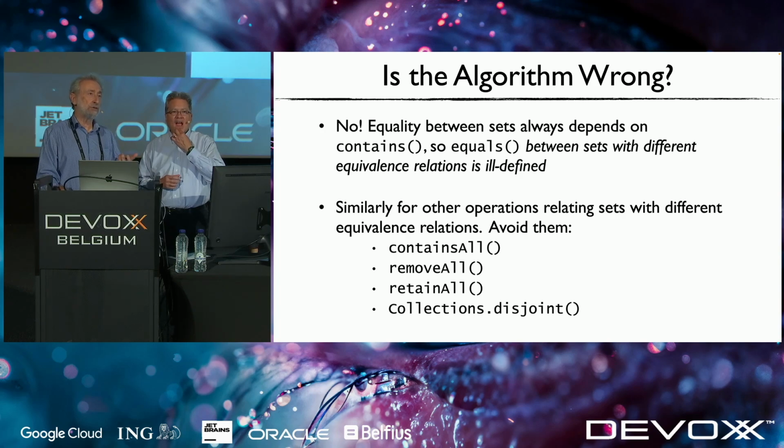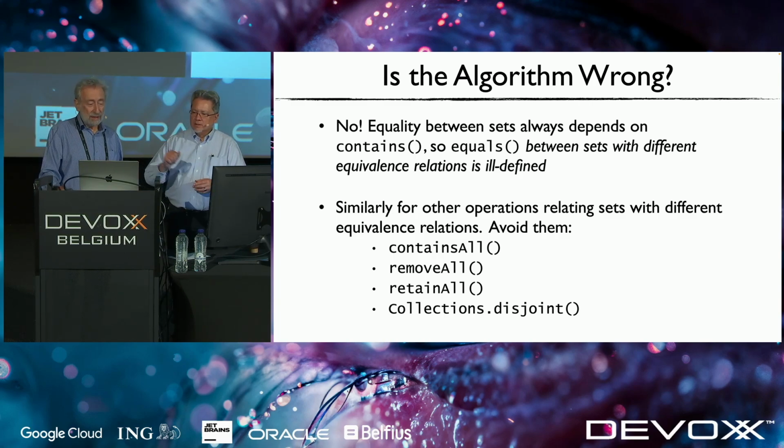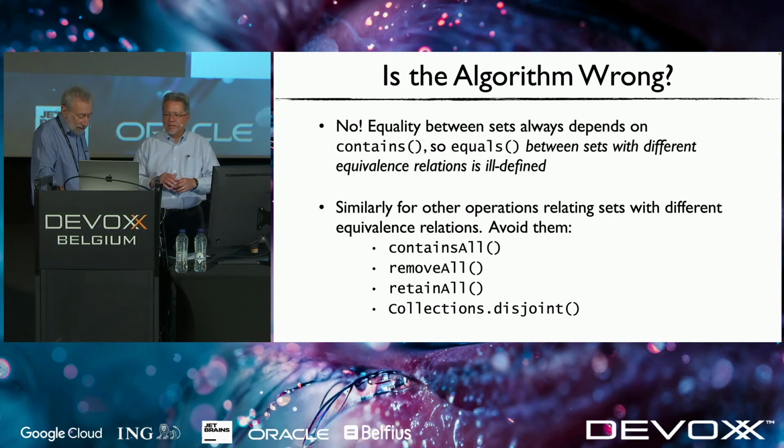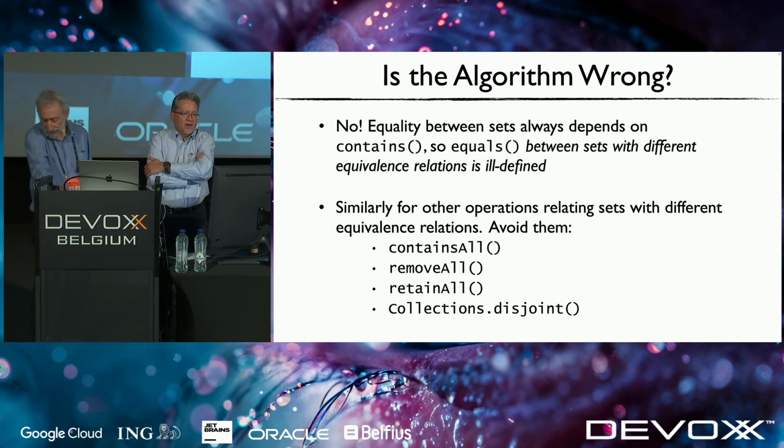If you try and connect two sets with different equivalence relations, then you will get these behaviors that you don't expect and that you don't like either. So go ahead. Yeah, I wanted to interject something here. So is the algorithm wrong? Well, you can consider alternatives, and it's not clear that the alternatives are any better.